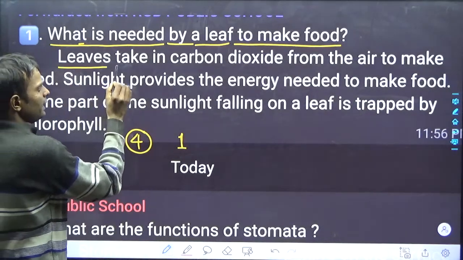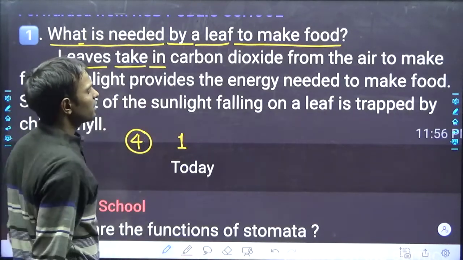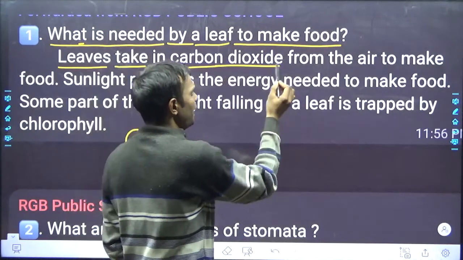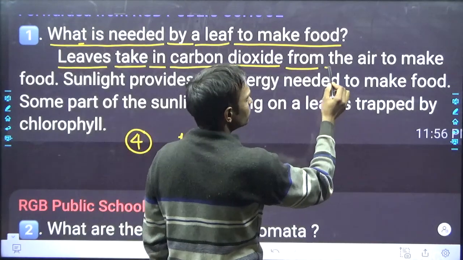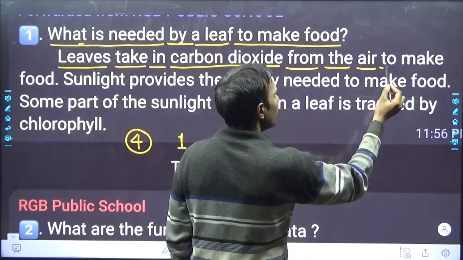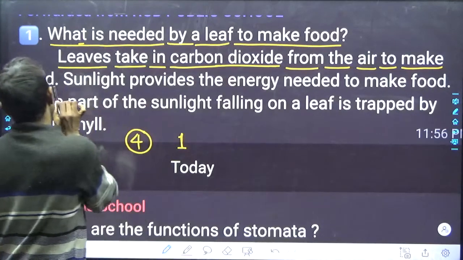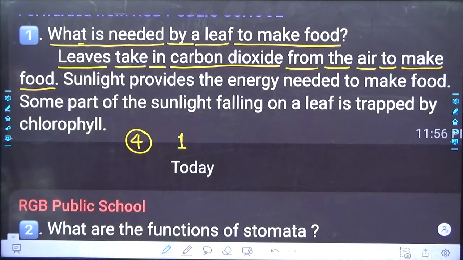Leaves take in carbon dioxide from the air to make food.